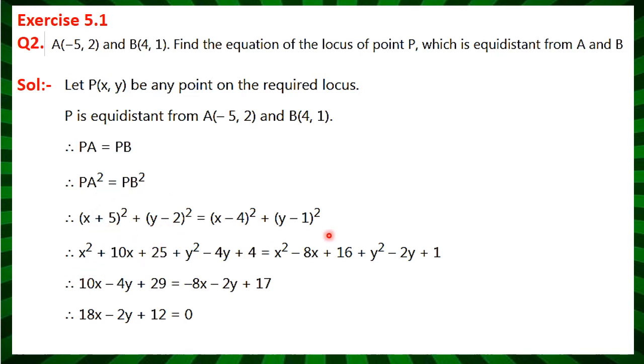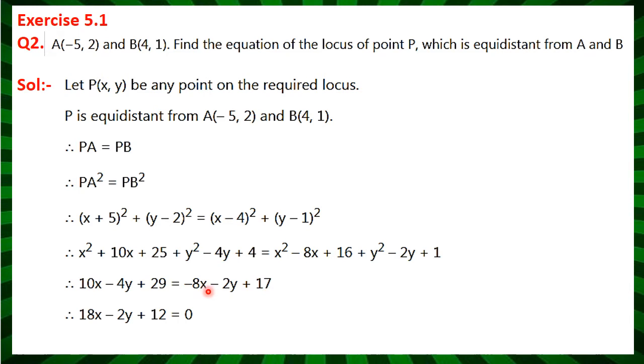Now we will expand these terms on both sides. So (x + 5) the whole squared is x squared plus 10x plus 25. (y - 2) the whole squared is y squared minus 4y plus 4. Right hand side: x squared minus 8x plus 16 plus y squared minus 2y plus 1. Now we simplify. x squared and y squared will get cancelled from both sides, and then 10x minus 4y plus 29, since 25 plus 4 is 29, equals minus 8x minus 2y plus 17.